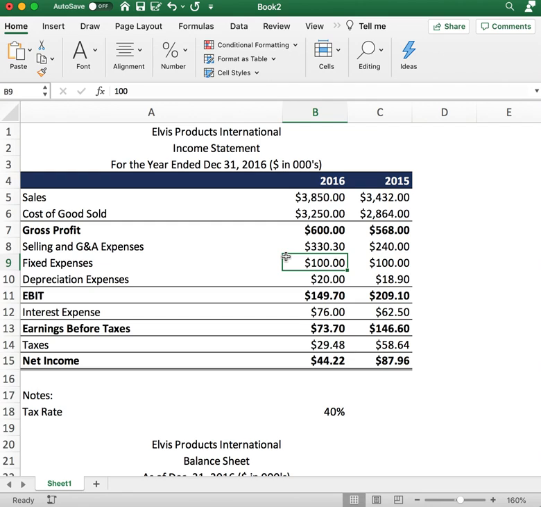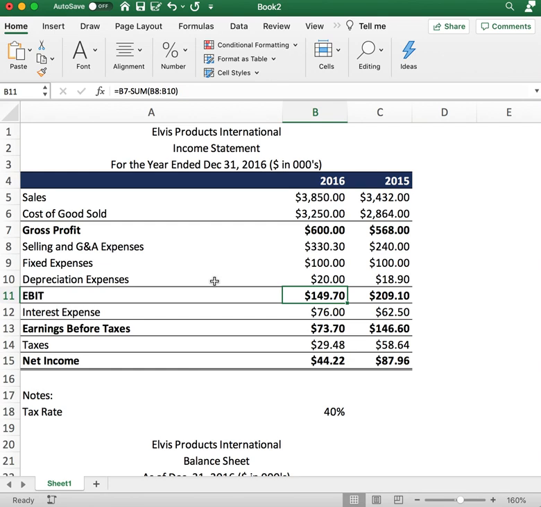Our fixed expenses, which are basically things like rent payments for the building and utility bills, are going to be $100 for 2016 and also $100 for 2015. All right, the company has recorded some depreciation expenses for the equipment, $20 in 2016 and $18.90 for 2015. That takes us to earnings before interest and taxes. The way you calculate this is you take the gross profit and then subtract all the expenses, and that gives you the earnings before interest and taxes.